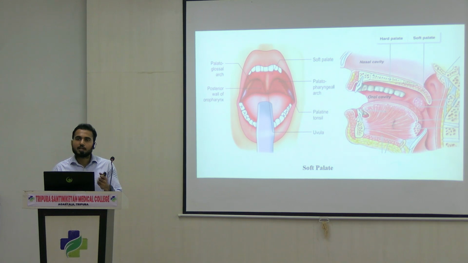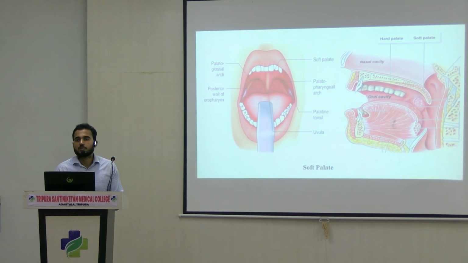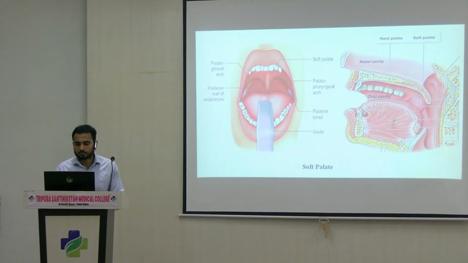Now the uvula is mainly made up of muscles of the soft palate. It is formed by the insertion of the muscles of the uvula, which is covered by mucous membrane. This is how the uvula is formed.